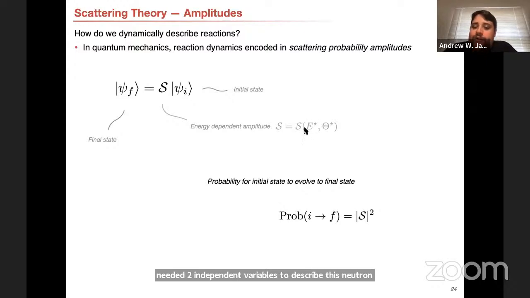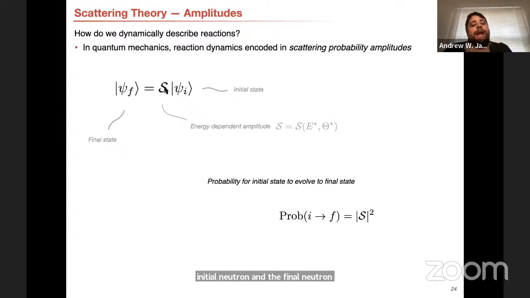The total center of momentum frame energy, the star, if you remember, means that we're evaluating it where the proton and neutron are in a frame going back to back. And this angle theta is the scattering angle between the initial neutron and the final neutron. So the probability amplitude for this initial neutron proton state describes the transition from this initial state to this final state, which in the case that we're studying here is another neutron proton system.